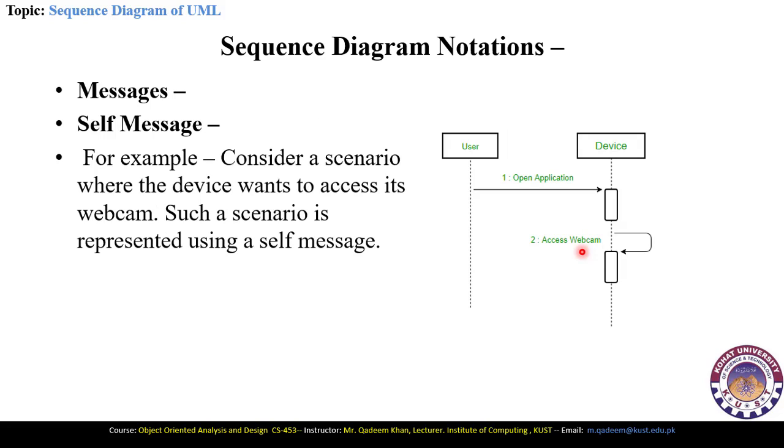Also, there is another example of the self message, where a user wants to communicate with the device. The user will send an open application message to the device module, and then the device module will call itself, that is, opening the webcam. So the device module will send the message to itself, and in this scenario the self message is represented, which is called to itself.